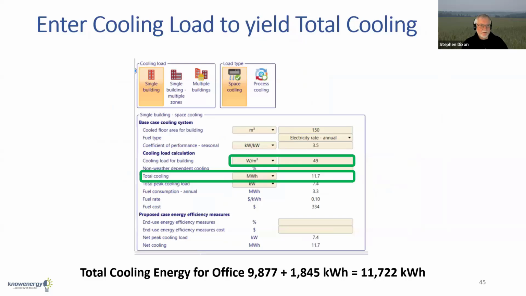I can do the same thing for the cooling load. So I'm going to adjust this 49 to get the 11.7 megawatt hours, or 11,700 kilowatt hours. Now it's interesting, in the older versions of RETScreen, you could do what's called a goal seek, where you could say, I want this number to be 11,722, tell me what this number should be, because RETScreen was based in a spreadsheet back in the day, and it was pretty easy to do this. You have to do it manually in this one. So you have to be the goal seeker here.